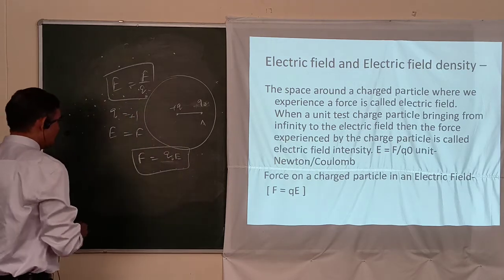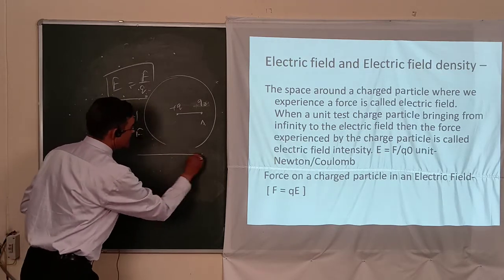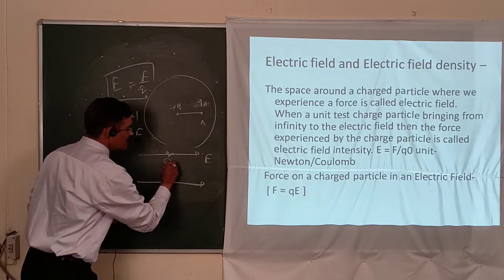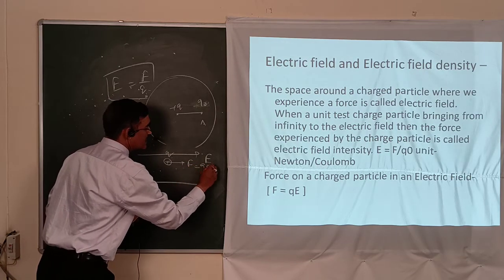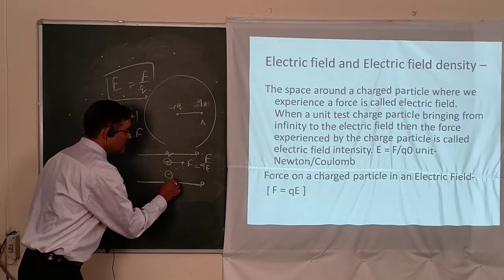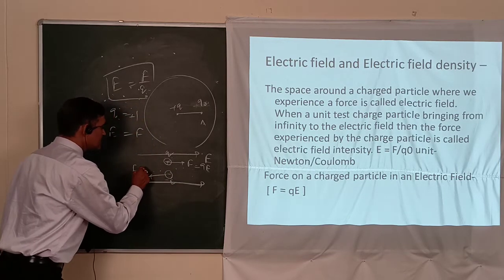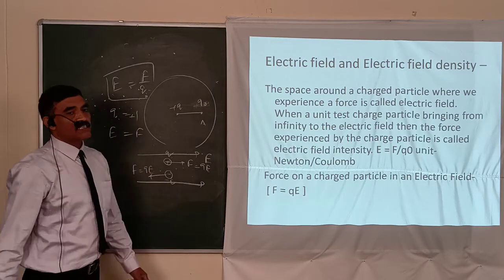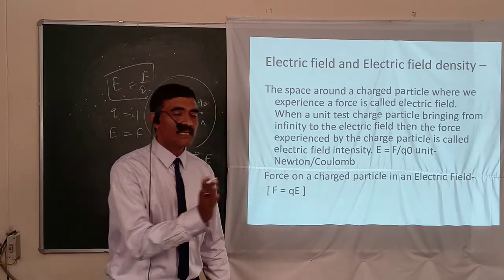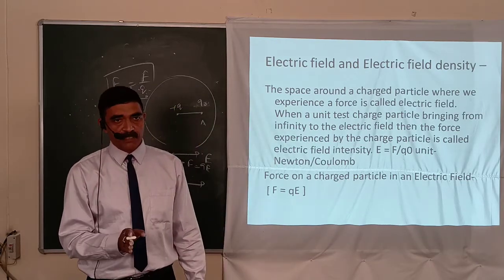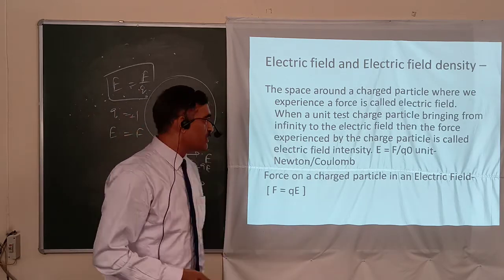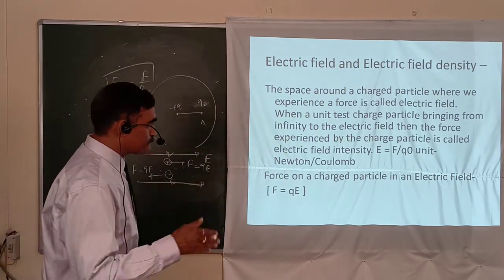And the very important thing is that, suppose this is a uniform electric field and this is a positive charge placed over here, then it will experience a force QE in the direction of the electric field. And suppose it's a negative charge, minus Q, then it will experience the same magnitude of force but the direction will be opposite. It means if a positive charge is placed in the electric field, it will experience a force in the direction of the electric field, and if a negative charge is placed, it will experience a force opposite to the direction of the electric field. The magnitude of both will be Q into E.